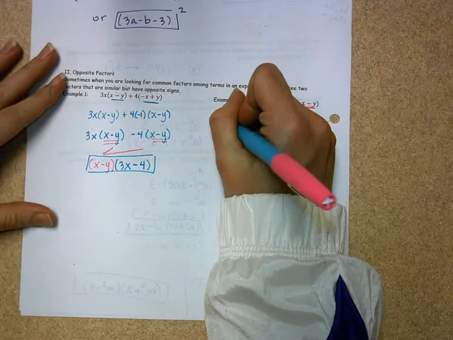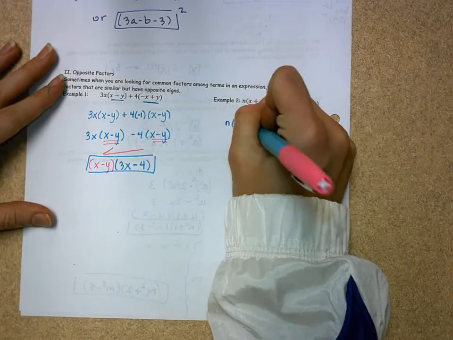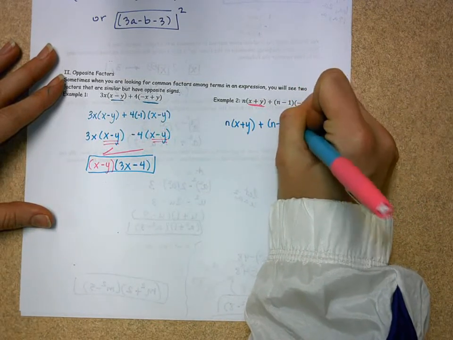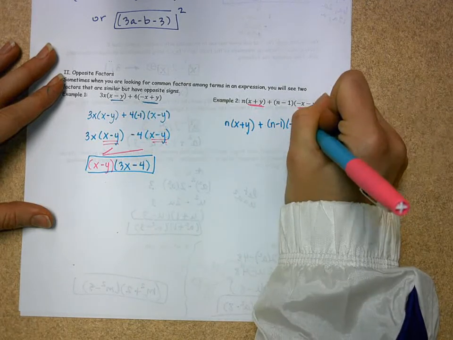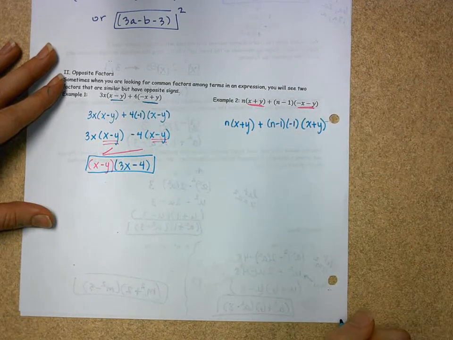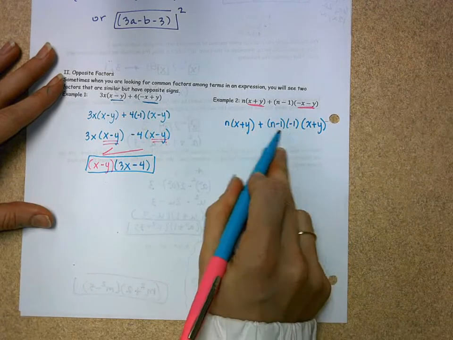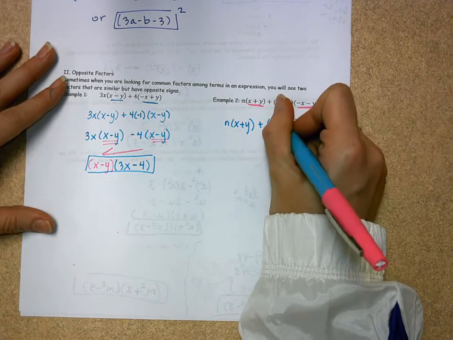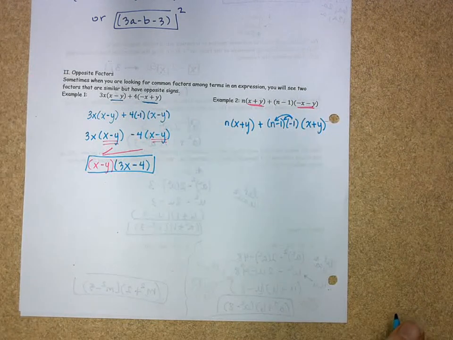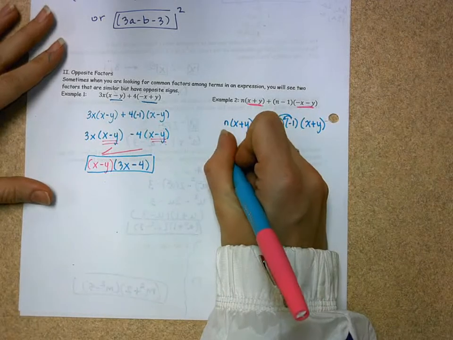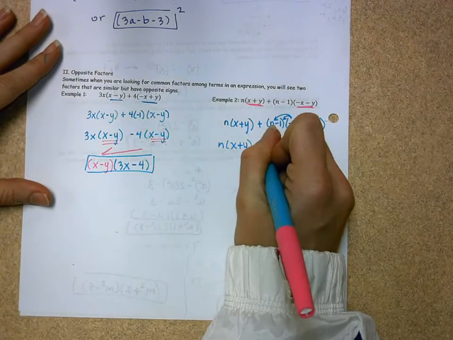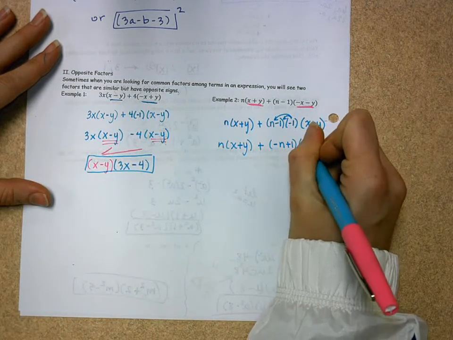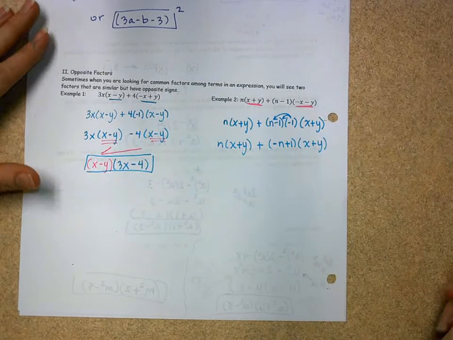Nice. So we take that n times quantity x plus y, and I'm going to factor out a -1, and that will leave me with x plus y. Now that -1 is being multiplied by n minus 1, so I'm going to distribute it into both terms. So that gives me n times quantity x plus y plus negative n plus 1 times quantity x plus y.